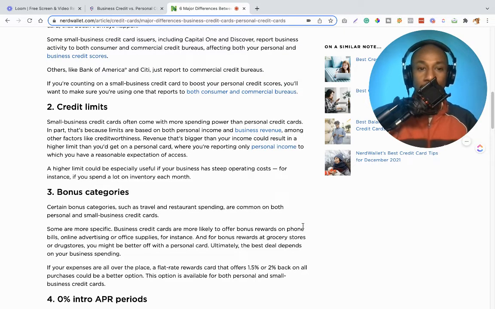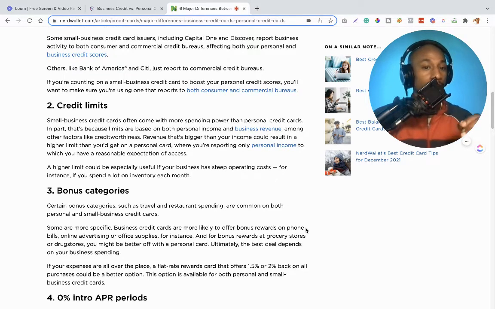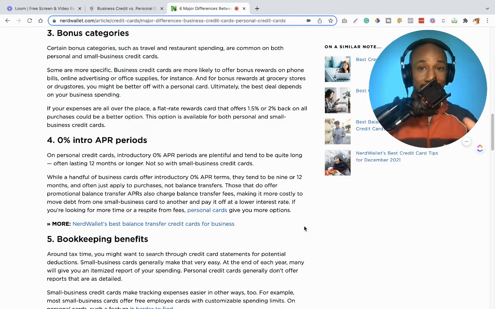A higher limit could be especially useful if your business has steep operating costs. For instance, if you spend a lot on inventory each month. Number 3 is bonus categories.